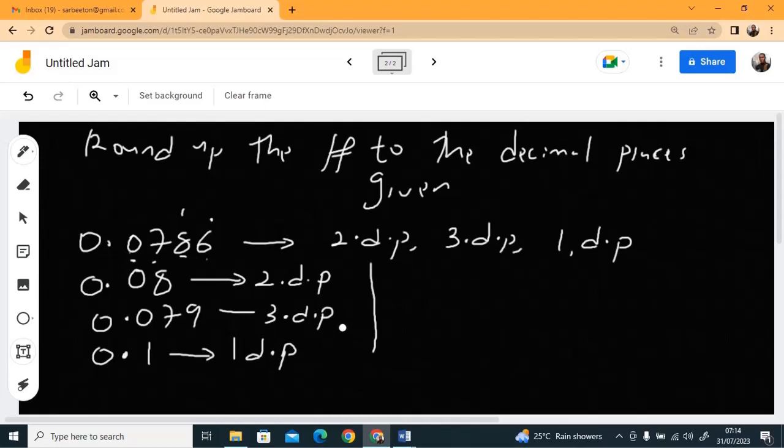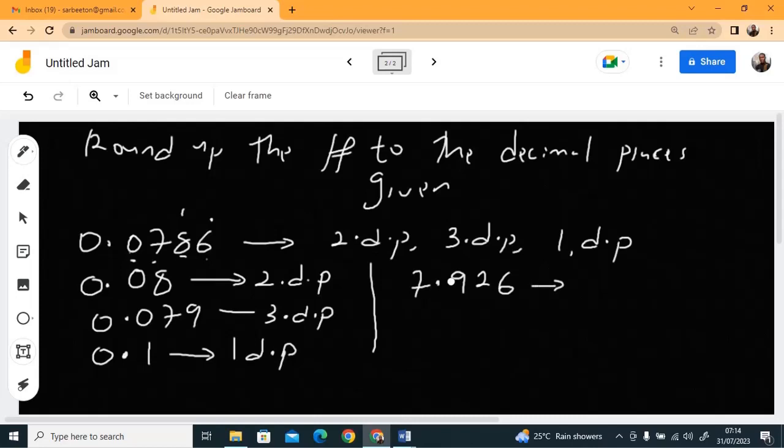So that is that for that. Now let's look at another one again. Let's assume you are given something like this. You are given 7.926. You have to round up to 2 decimal places, 3 decimal places, and 1 decimal place.